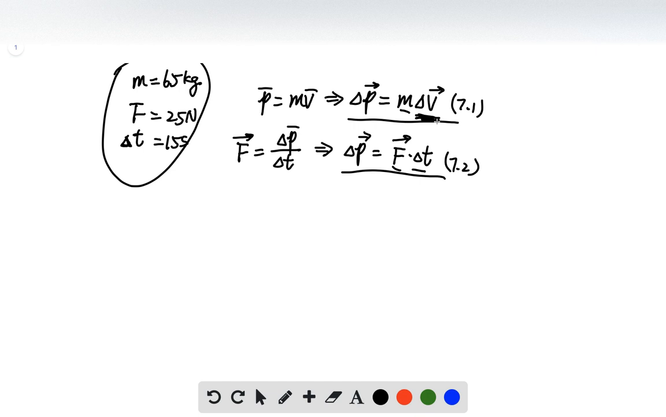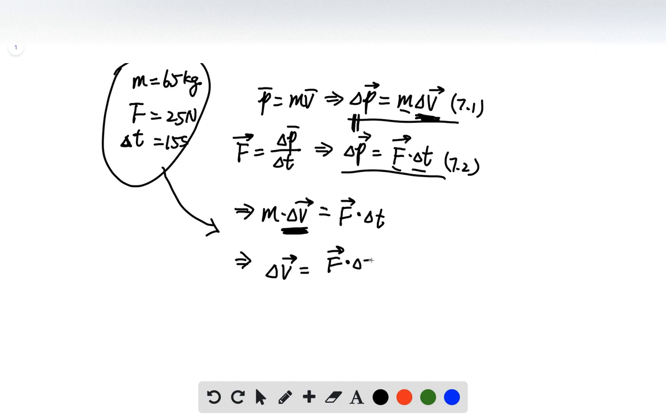So firstly, we find that it's delta P on the left-hand side for both equations. So first, let us try to set these equations equal and cancel the delta P. So this gives us M times delta V equals F times delta T. I'm just setting these equations equal because the left-hand side is the same, it's both delta P, so I'm just trying to cancel this term. And then we can just plug in every value. We are looking for the change of velocity, so this is the value we want on the left-hand side. That gives us delta V equals F times delta T over M.